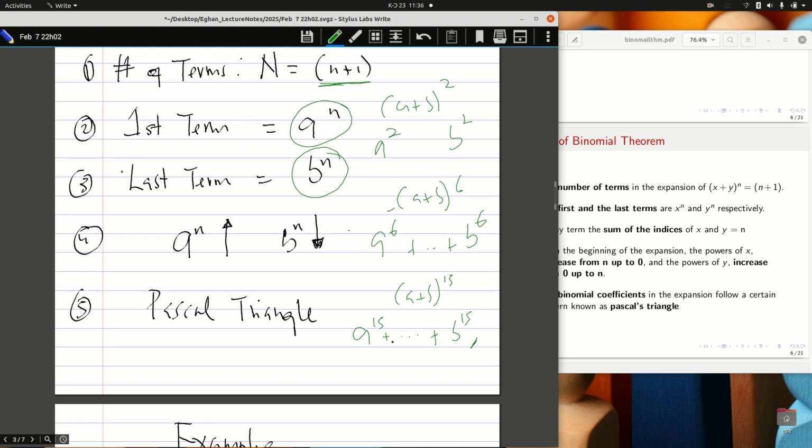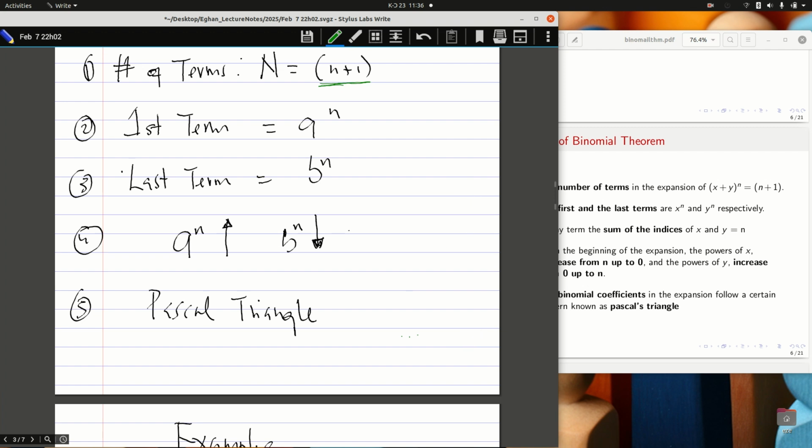Again, I'll clean this. The third property says that as the index of a increases, the other decreases. Or you can also say that as the index of a decreases, b should increase, in that form.